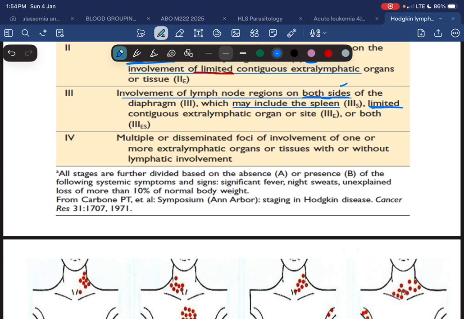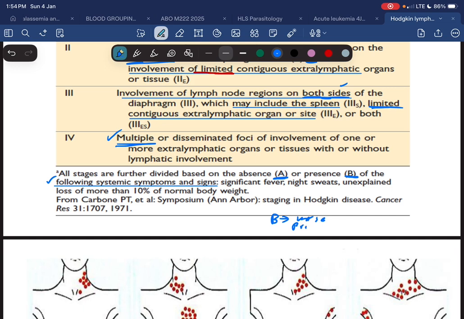Also in staging we add the letter A or B, 2A, 2B, related to what? To presence of what? No. Symptoms. B symptoms, excellent. A when the B symptoms are absent, and B with the presence of B symptoms. What does their presence do? Worse prognosis, worse than the absence of B symptoms.